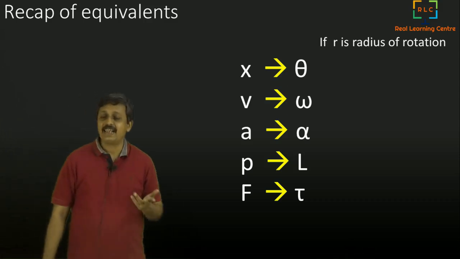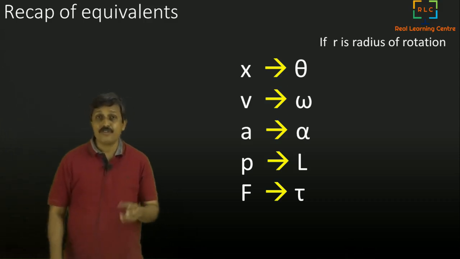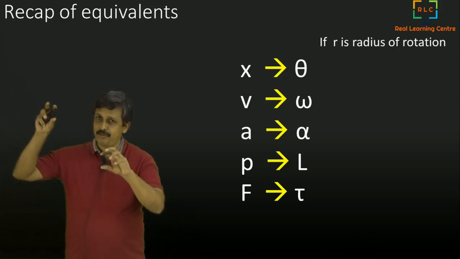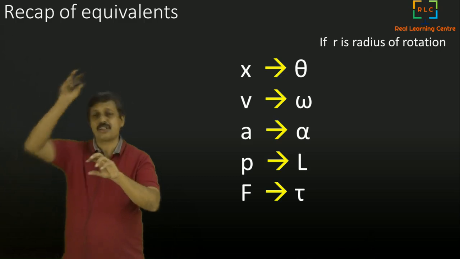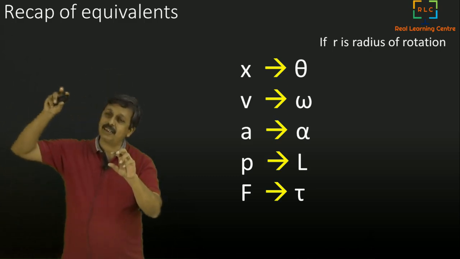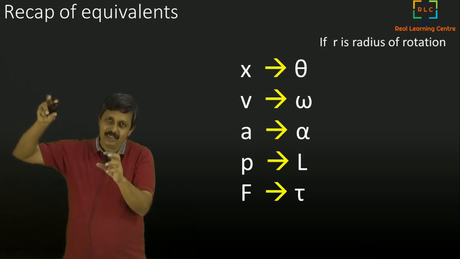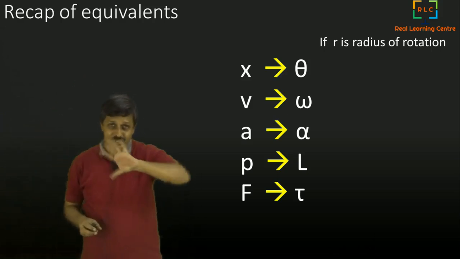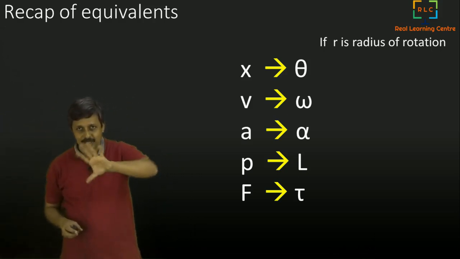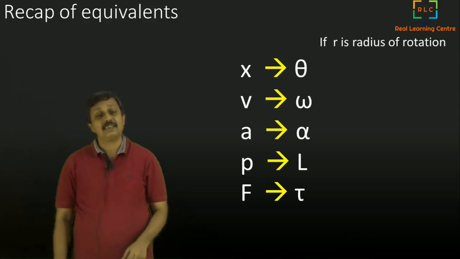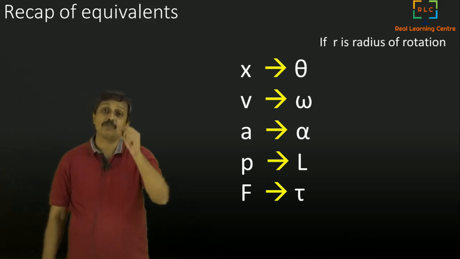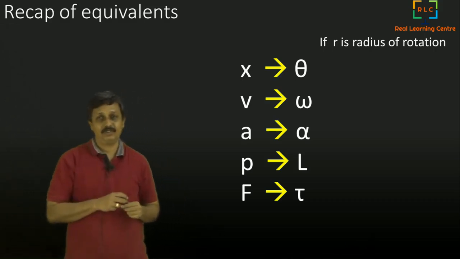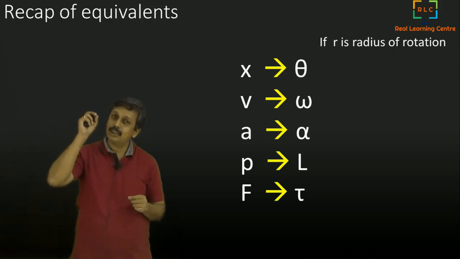If r, let us say, is the radius of rotation, because whenever an object is making a rotational motion, some particle at the end of the object is also making a linear motion. Though it looks like rotational motion for the object as a whole, each particle in it is actually making a linear motion. In the sense, it is moving from place to place. So it has a certain velocity. It has a certain position.